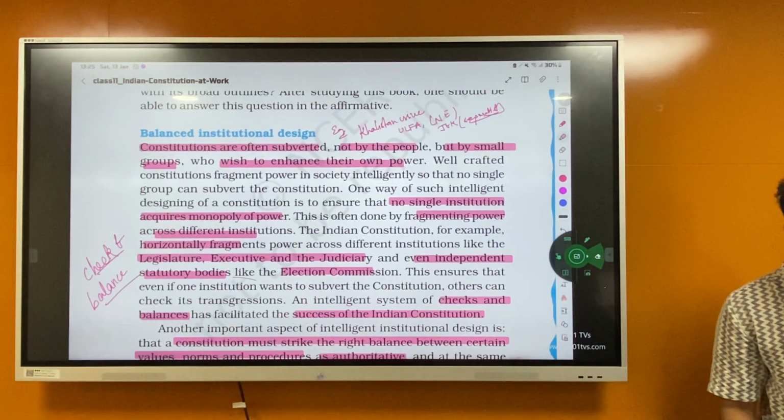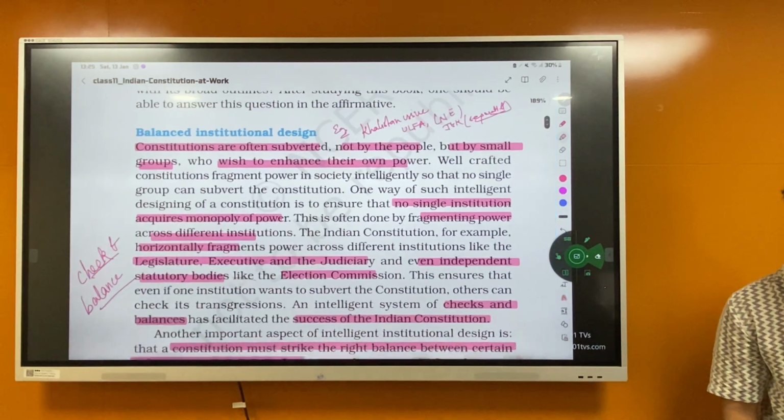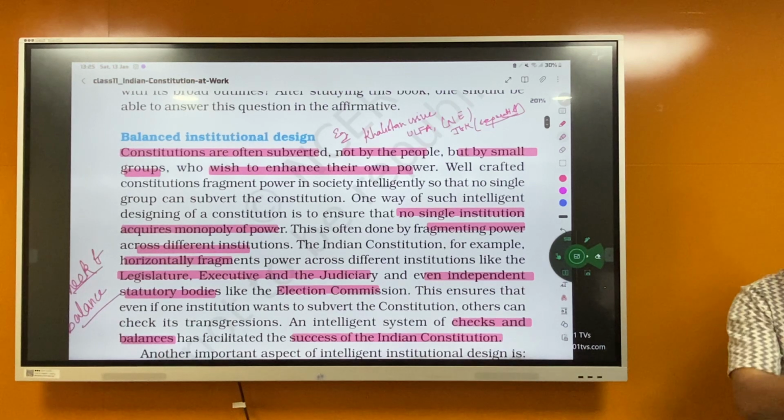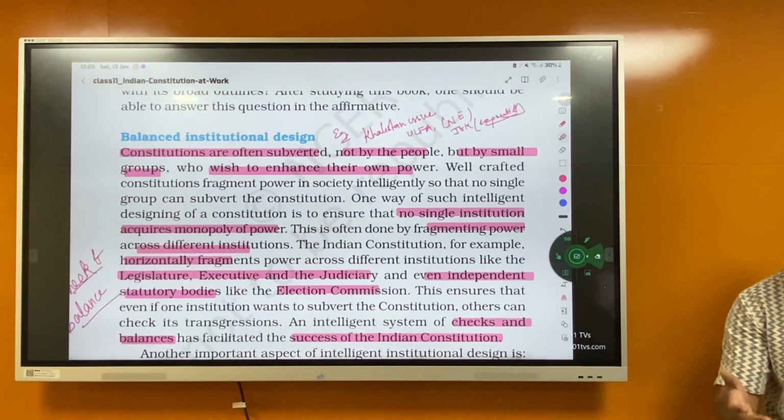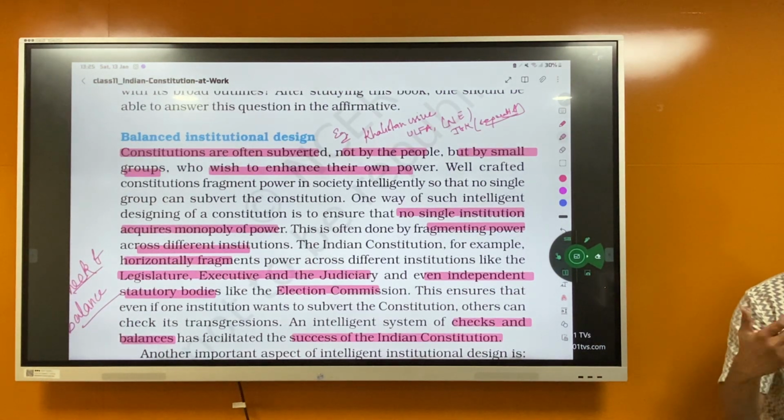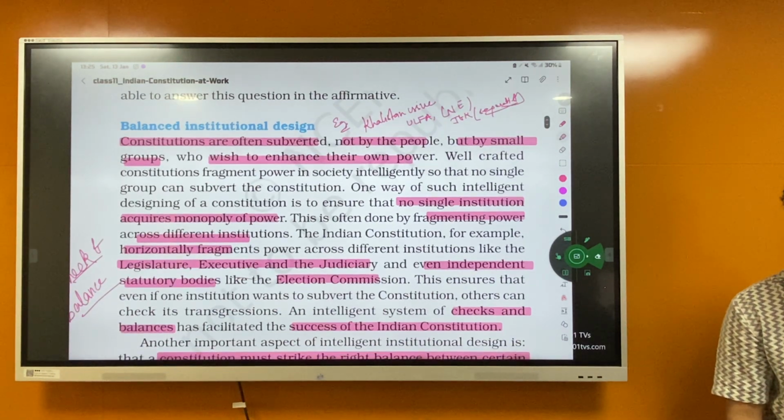Constitutions are often subverted, not by the people, but by the small groups who wish to enhance their own power. See, I have written about the Khalistan issue, ULFA, Jammu Kashmir separatists, because they want to increase their own power. Well-crafted constitutions fragment power in society intelligently so that no single group can subvert the constitution.